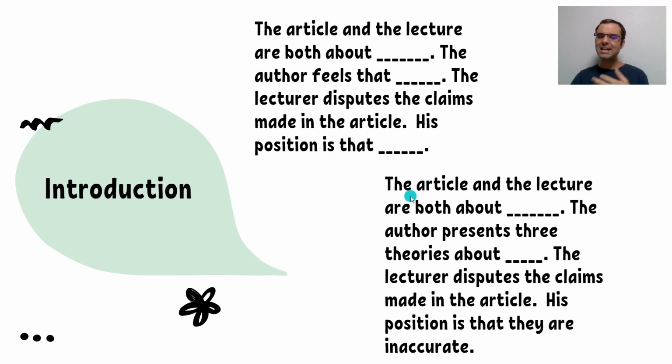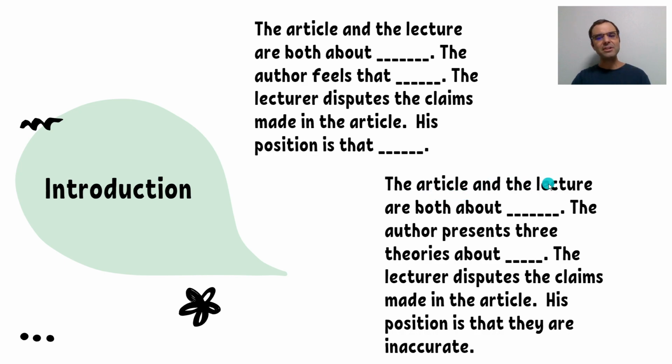Down below is a template for when the author presents three possible theories, and he doesn't pick a single one. So if it's about Great Zimbabwe, he might say, first, well, maybe it was used as a royal palace, or maybe it was used as a city for regular residents, or maybe it was used as a defensive fortress. In that case, you're going to use this template, and it's going to go something like this.